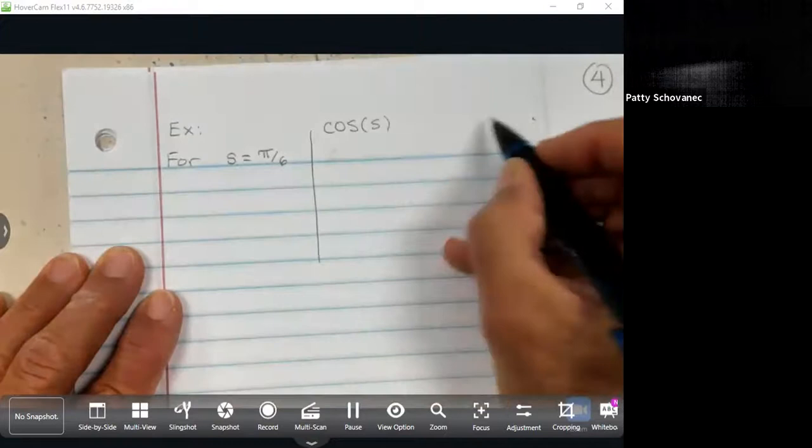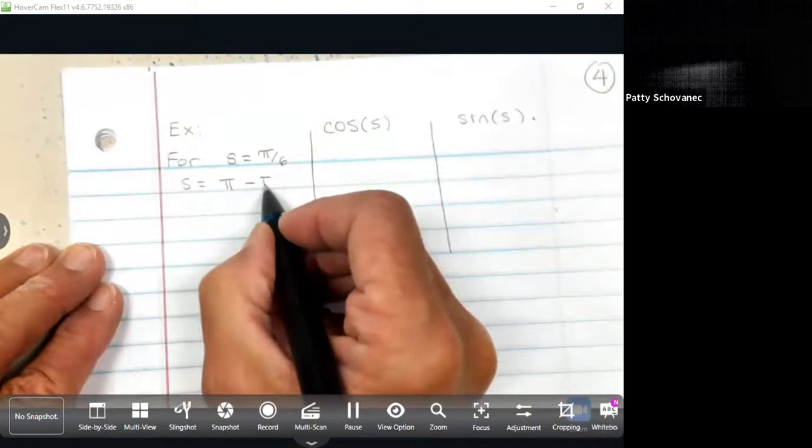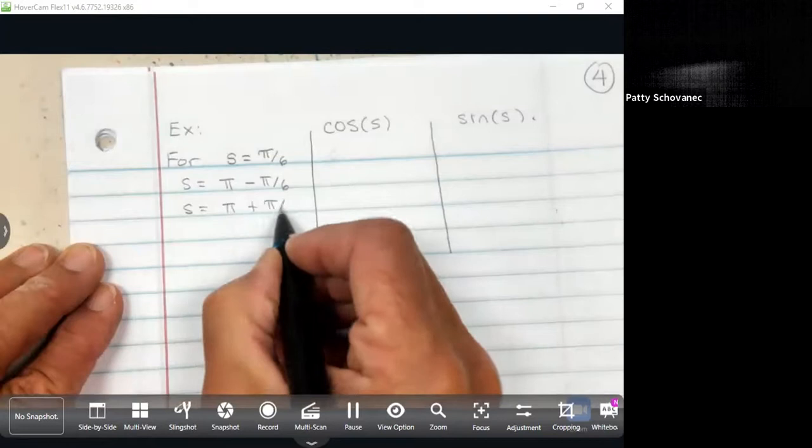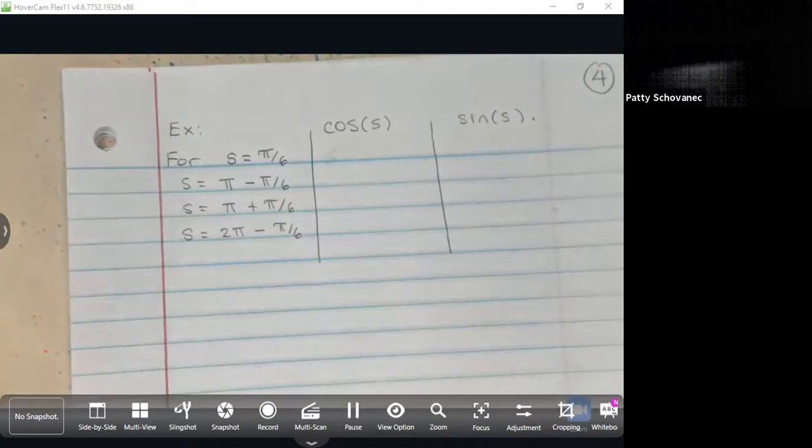And I want to use the symmetry of the circle. So I want S equal to pi minus pi over 6, S equal to pi plus pi over 6, and S equal to 2 pi minus pi over 6. That moves me around in each quadrant. S equal to pi over 6 is in quadrant 1. If I want the value in quadrant two, I start at pi and back up pi over six. So that's where the pi minus pi over six comes from. If I want the ordered pair in quadrant three associated with pi over six, then I start at pi and go pi over six further. And in quadrant four, if I am at two pi and back up pi over six, I'm in quadrant four. I want to know the cosine and the sine at each of those arc lengths. What is the cosine of pi over six?